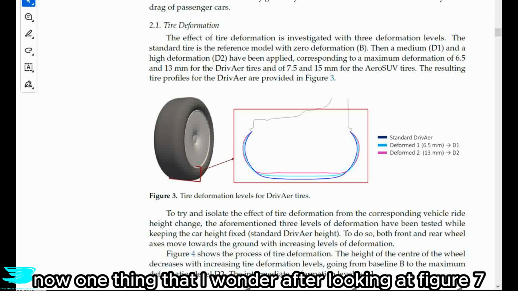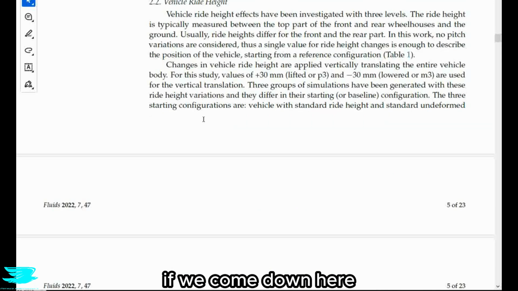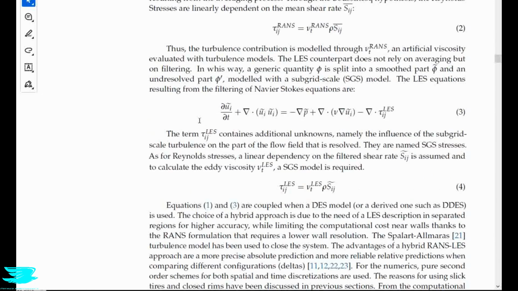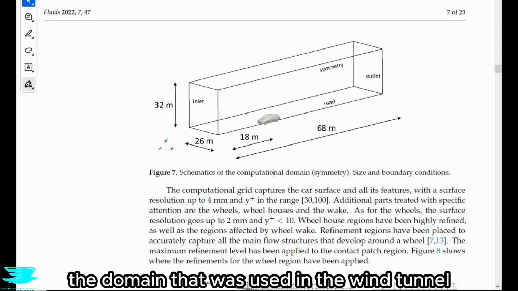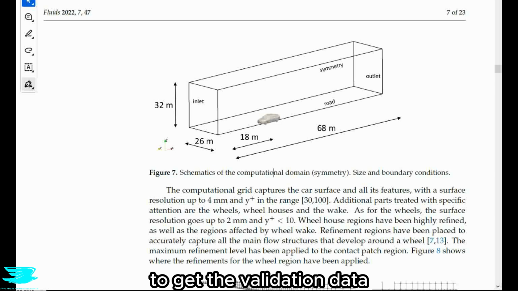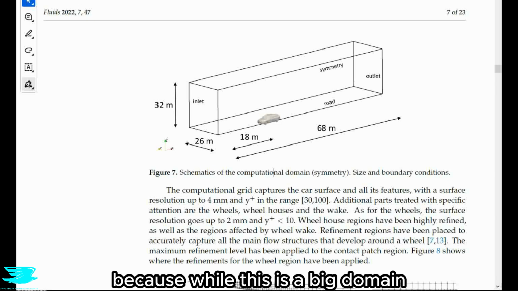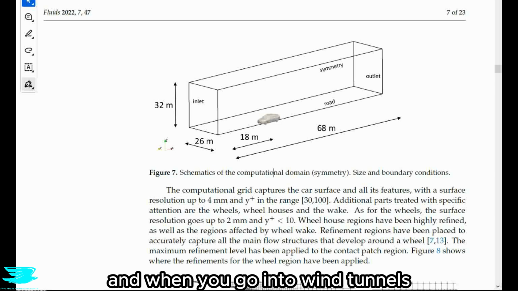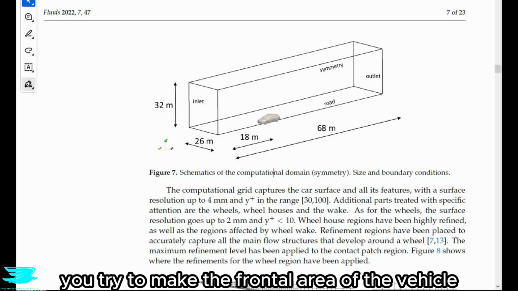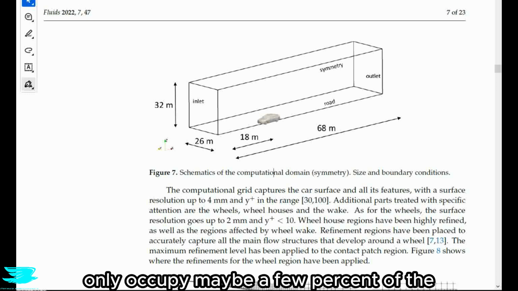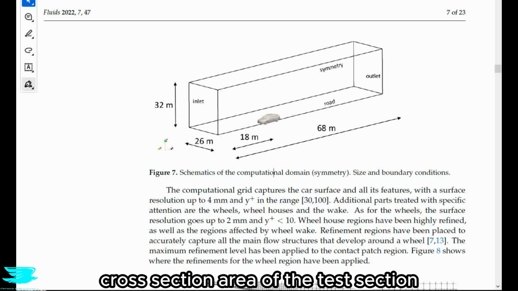Now, one thing that I wonder after looking at figure 7, if we come down here, is how well this domain reflects the domain that was used in the wind tunnel to get the validation data. Because while this is a big domain, and when you go into wind tunnels, you try to reduce the blockage ratio as much as you can. So in other words, you try to make the frontal area of the vehicle only occupy maybe a few % of the cross-sectional area of the test section.